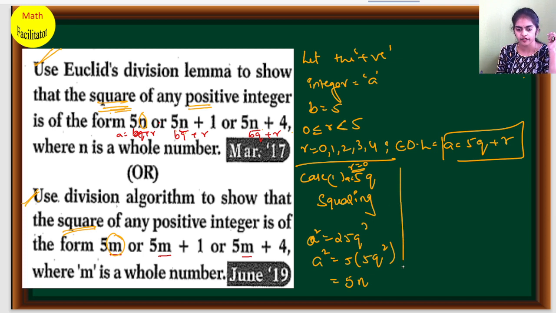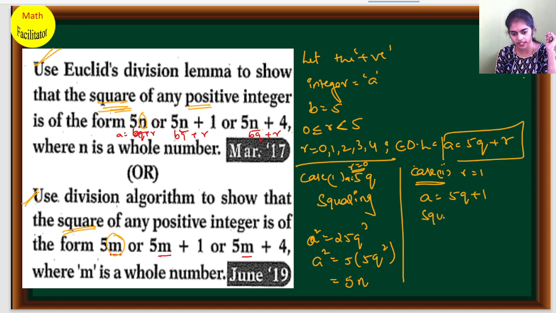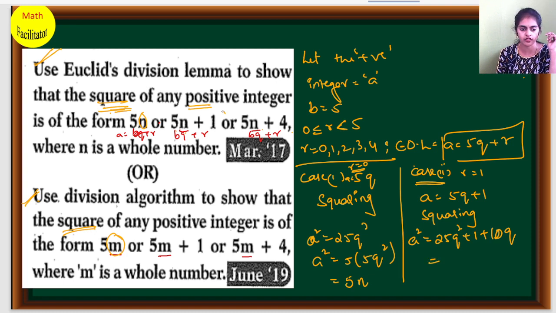Okay, and if you are taking case 2, r equal to 1, so a equal to 5q plus 1. Now again you will square it on both the sides. So squaring, you will have a square equal to, now this is a plus b whole square formula. So a square plus b square plus 2ab. So 2 5s are 10q you will have. Now this one you will send it to the last, okay, because you have plus 1 here in the last. So 25q square plus 10q plus 1.